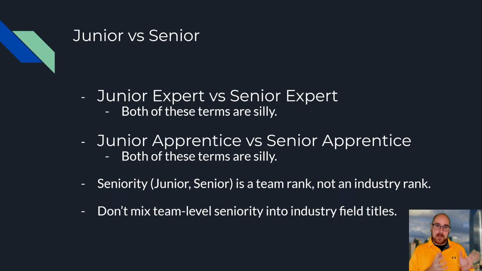But also, we're not talking about college students here. We're talking about apprenticeships. And apprentices shouldn't be teaching other apprentices. So there's no such thing as a senior apprentice. These are sort of silly titles. So seniority, which is junior, senior, those are team ranks. Those are people connections that are part of a company, and not industry ranks.